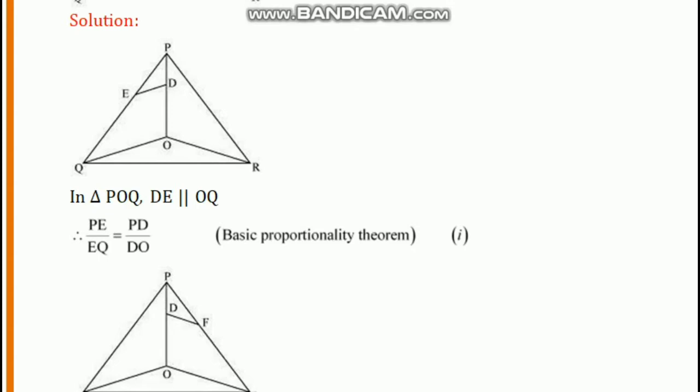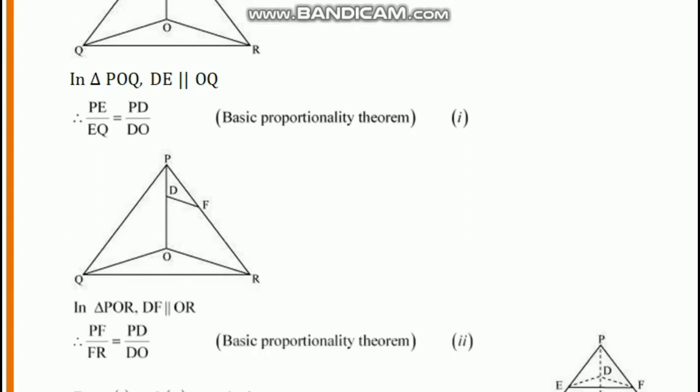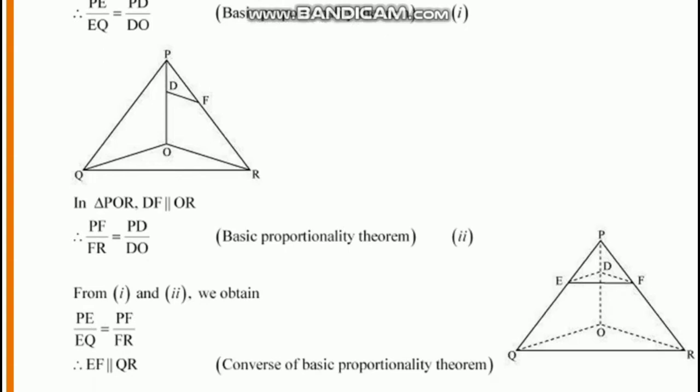The next condition, in triangle POR, we know that DF is parallel to OQ. That means PD divided by DO equal to PF divided by FR by basic proportionality theorem. So from 1 and 2 we know that the right hand sides are equal, so the left hand sides are equal. PE divided by EQ equal to PF divided by FR.